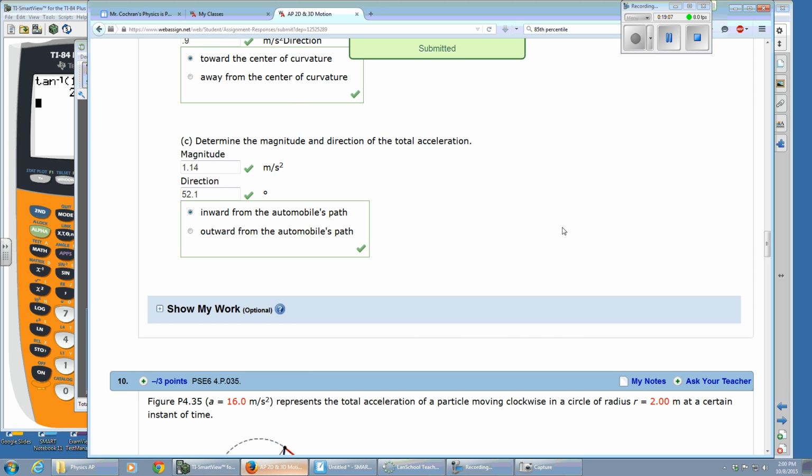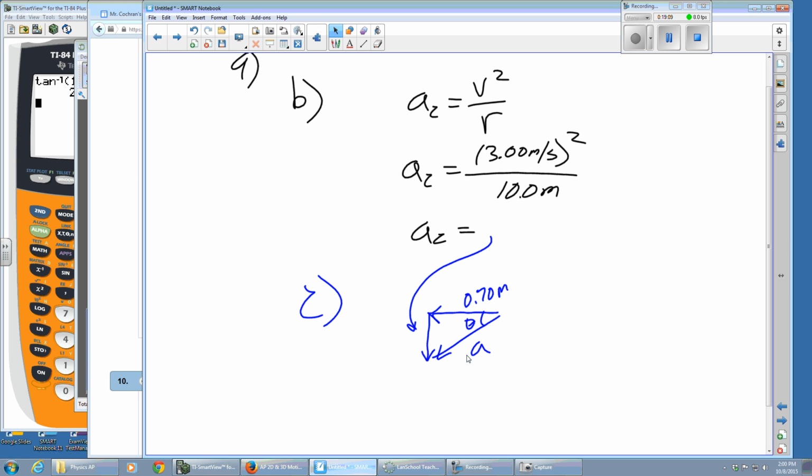Yeah. So they did want the direction compared to the direction the car was going. The car is in the same direction as that tangential acceleration, and the direction they wanted for the acceleration was in reference to that. If they had asked for it with respect to the radius, it just would have been the other, was it complementary or supplementary angle? Complementary angle.